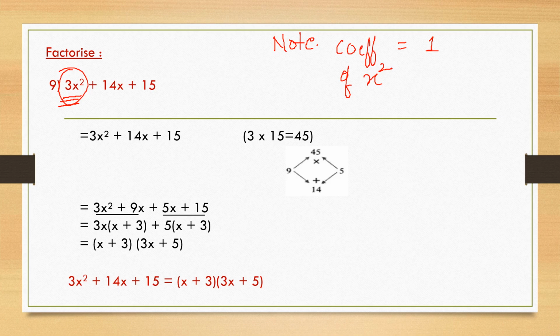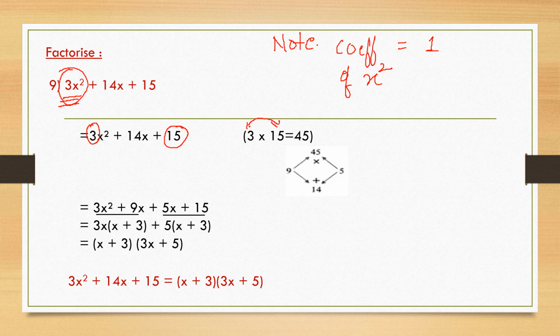So whenever we have such an expression where the coefficient of the square term is not 1, then we have to solve the sum in a little bit different way. So what we'll do is, we'll take this 3, that is the coefficient of the square term, and this 15, that is the last constant term. You multiply those two numbers. So 3 into 15, here we have 45.